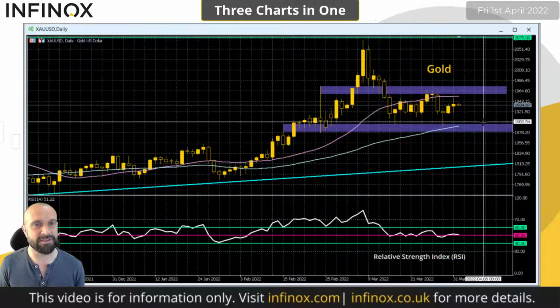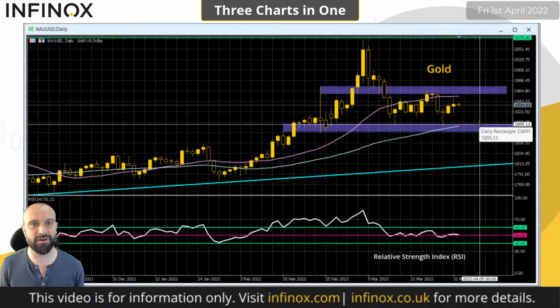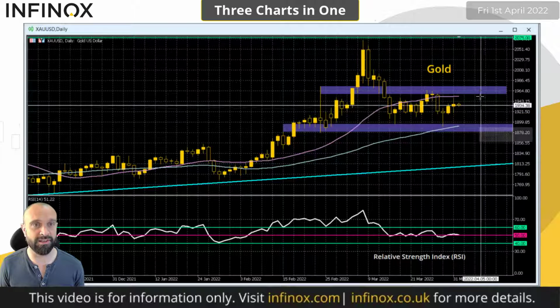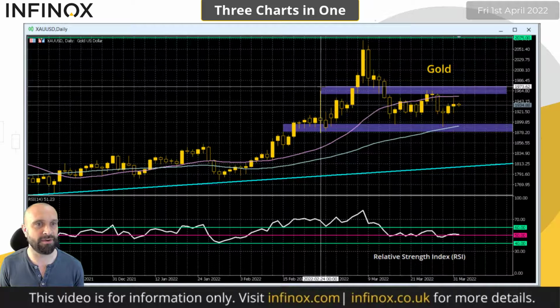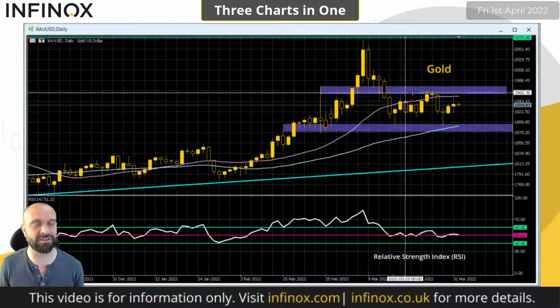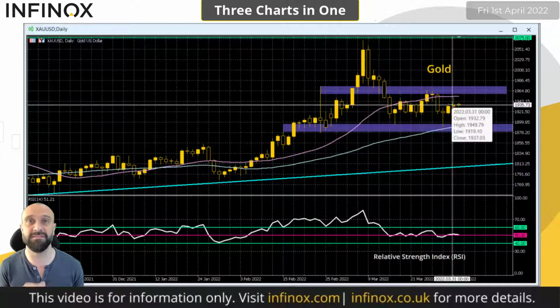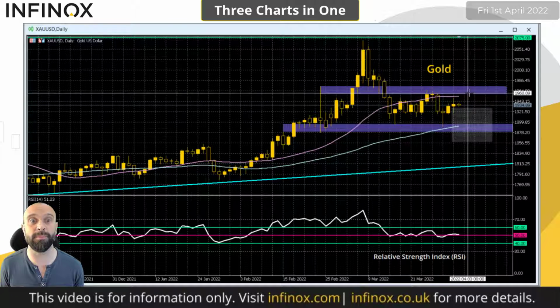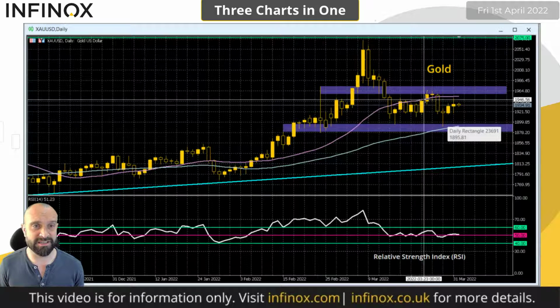We've got the support that comes in a band between 1878, 1895 on the support side, and then up towards 1966 was the reaction high. But you can see all these old highs and reaction lows, and they now become resistance. So that's the level that we need to break out on the upside to see a positive bullish move once more above 1966. Otherwise, you're basically just trading in a range.